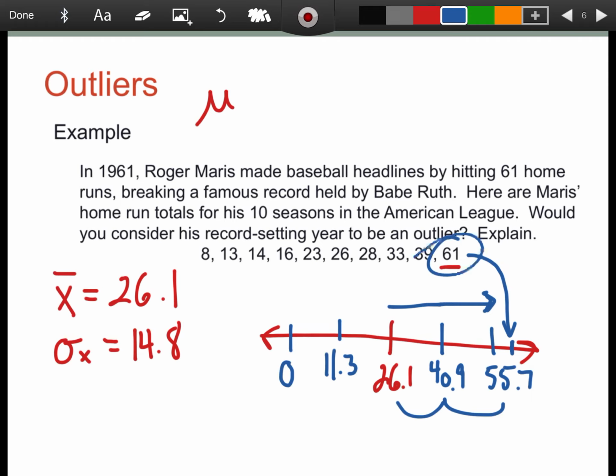So what that means is, what happened in that year that he hit 61 home runs? It was a lot different than all the other years of home runs that he had hit. So why did he hit so many home runs that year? Well, that's what you use statistics for. You try and determine why something happened based on a data set. But really right now we're just concerned about whether or not that was an outlier. In this case, the answer is yes, it was an outlier.